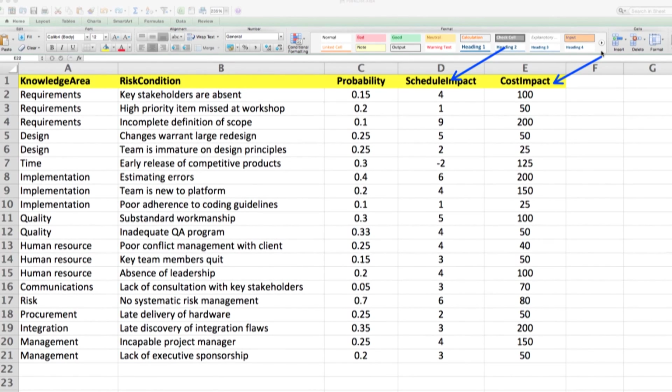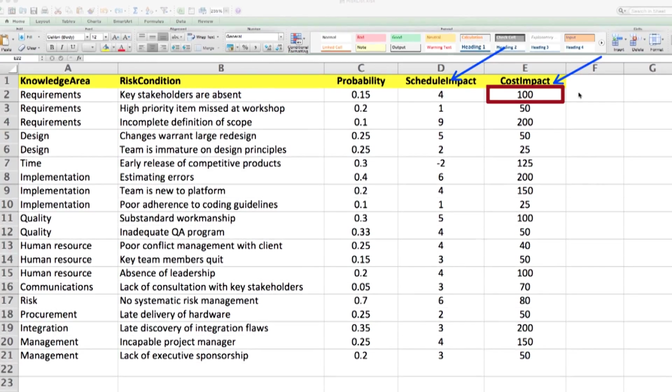So for example, our first risk comes during the requirement stage or planning. The risk condition is that key stakeholders are absent with a probability of 15%. If this risk becomes a full-blown issue, meaning that risk actually occurs, then the impact on the schedule will be a full 4 calendar months and will have $100,000 of impact on the total cost of the project. I hope you got that.